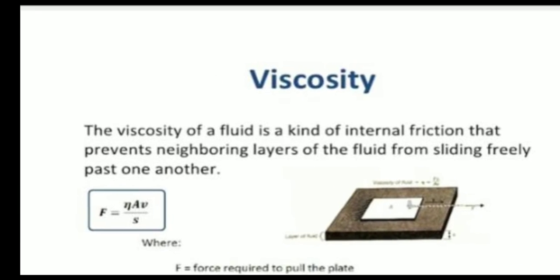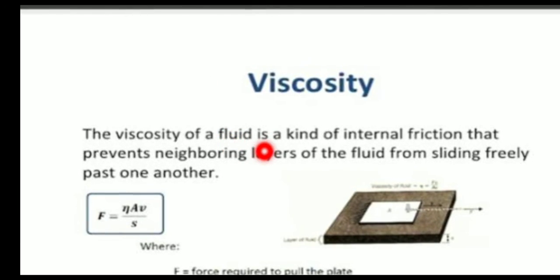Viscosity. It's a very important two-mark question. The viscosity of a fluid is a kind of internal friction that prevents neighboring layers of the fluid from sliding freely past one another. F equals eta A v divided by s.